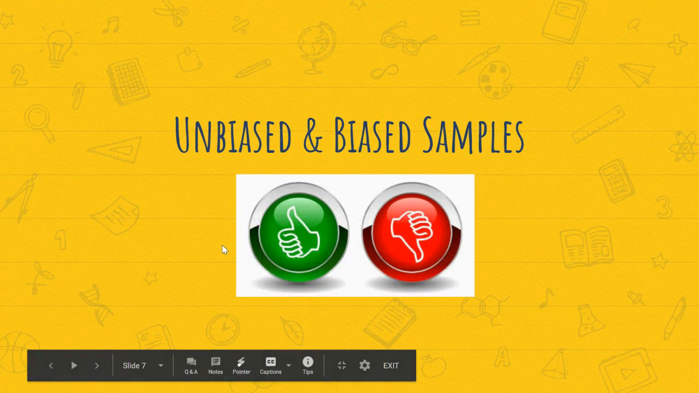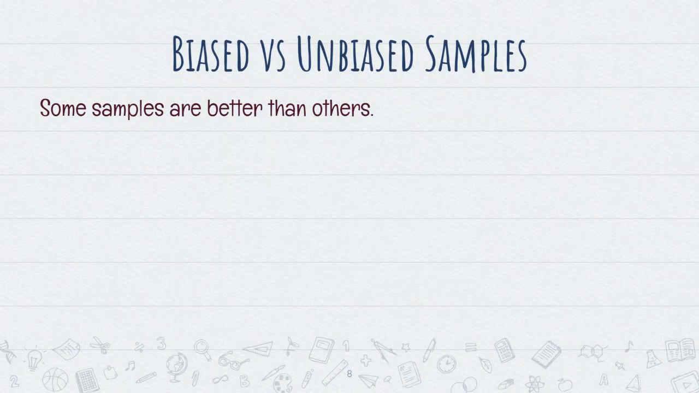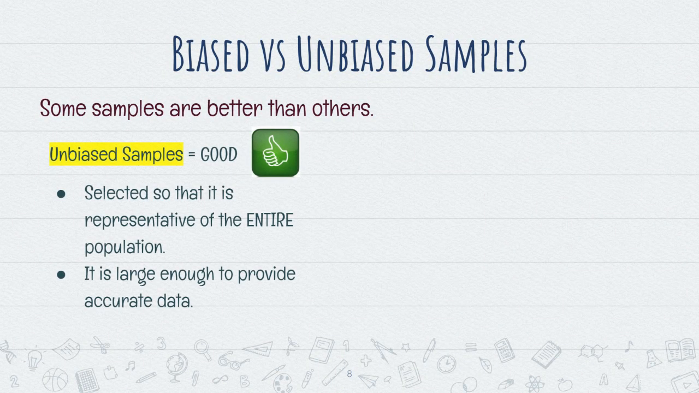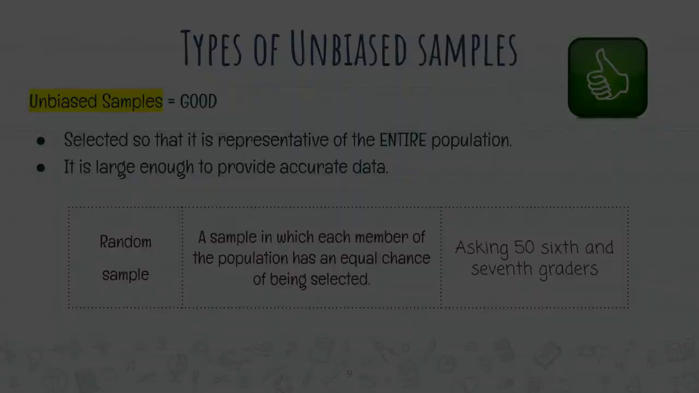So let's look at unbiased and biased samples. These are types of samples. Some samples are better than others. Unbiased samples are good. All right, they are selected so that your entire population is represented, right? And it's large enough to provide accurate data. Biased samples are bad, all right? They're selected so that just parts of your population are favored or considered over others. And sometimes biased samples are just too small. You don't survey enough people.